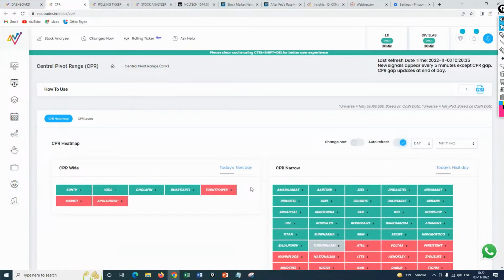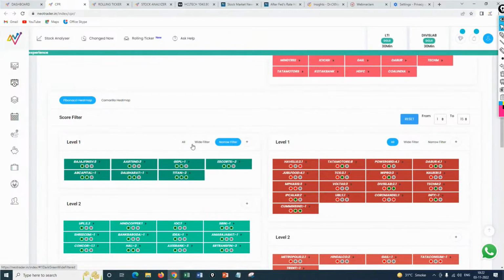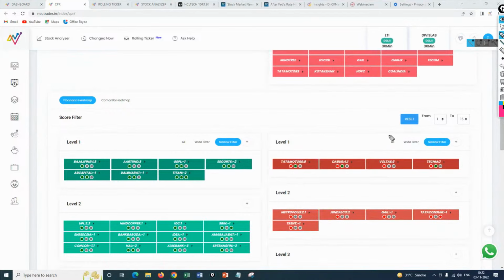Can you confirm which stocks to trade? I already showed you a couple of examples. If you're asking me to tell you directly what stock to trade, is that your question? We already opened and saw some examples. Now we have AB Capital, we have Bajaj Finserv, we have Aarti, we have Dalmia Bharat. We already saw what we need to do in this stock. Dalmia Bharat has two dots. If the stock crosses R3 or R4, then what should be our target? If the stock crosses R3, then R4 should be your target.